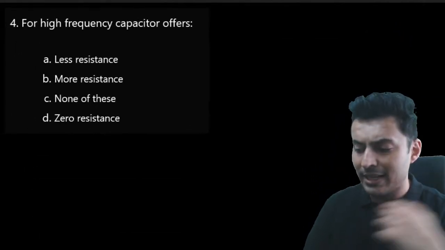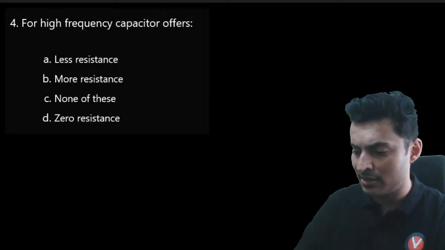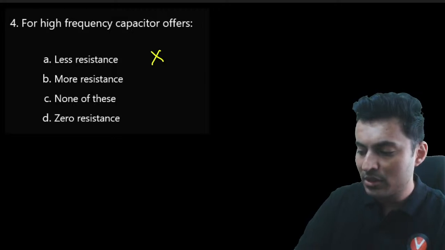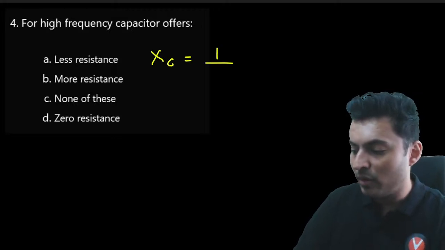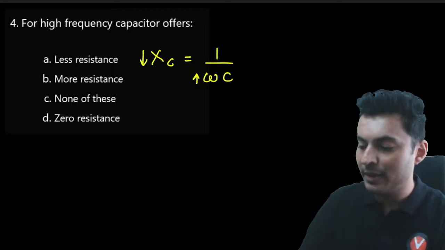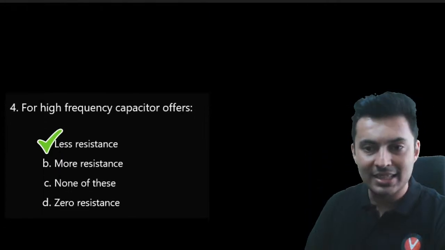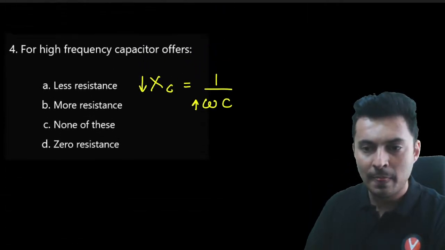For high frequency, will a capacitor offer less resistance, more resistance, none of these, or zero resistance? So for this, use the formula XC is 1 by omega C. If omega increases, XC reduces. So for high frequency, resistance will reduce. So hence the answer is less resistance.